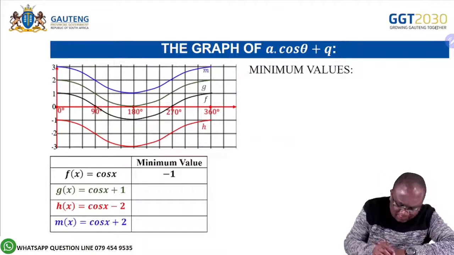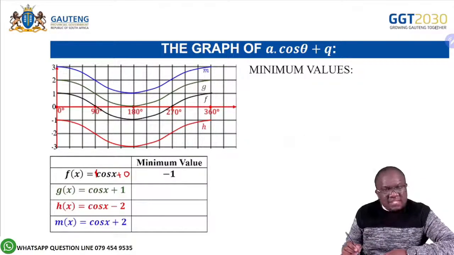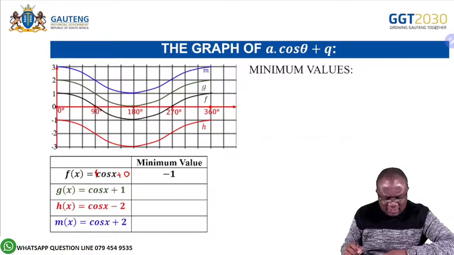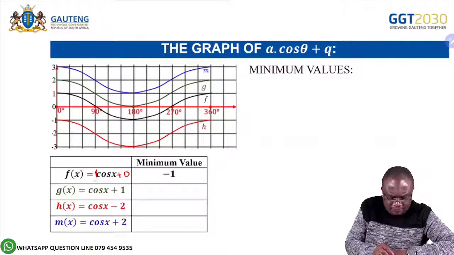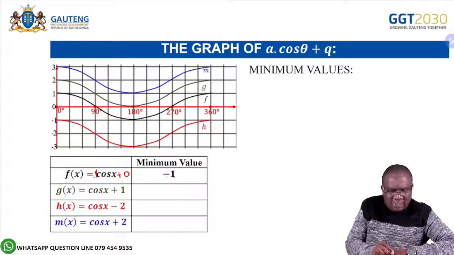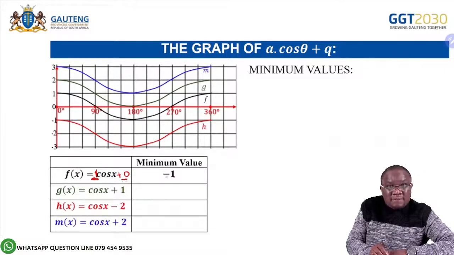Let's start with f of x. Remember here the coefficient of cos x is 1, and our q value is 0. But we're getting negative 1. How do we get negative 1 for the minimum value? Is it possible to get negative 1 from 0? Unless we say negative a. If we say negative 1 plus 0, what do we get? We're getting negative 1. So we're saying negative a plus 0, negative a plus q. Will it give us the minimum value?